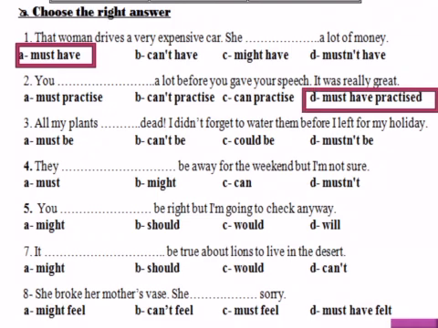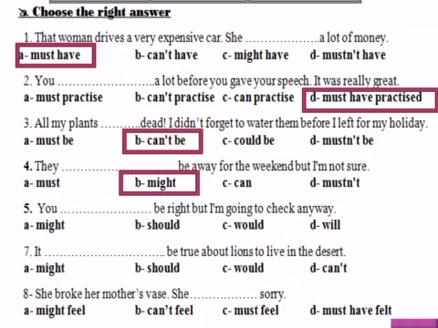Number 3, all my plants blank dead. I didn't forget to water them before I left for my holiday. So here I am sure that they did not die. So I'm sure not, so can't be. Number 4, they blank be away for the weekend, but I'm not sure. So if you're not sure, we use might.